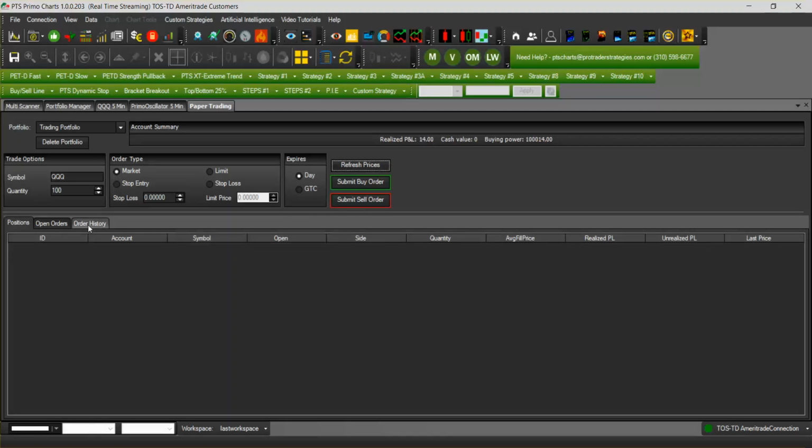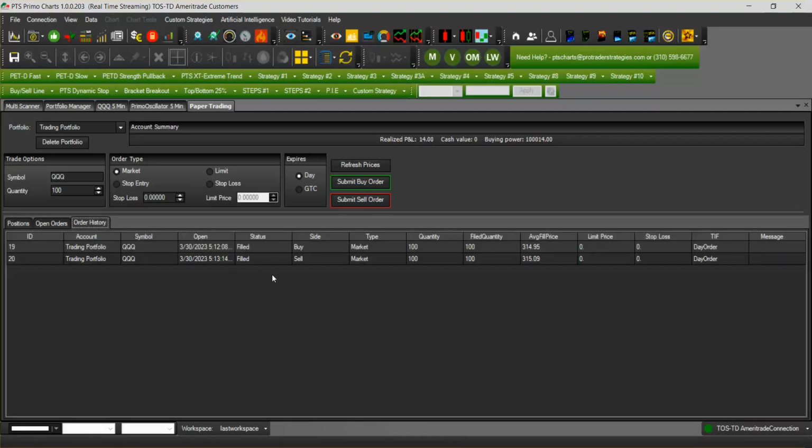And if you go to order history, this is what is happening. You bought at 314.95 and you sold at 315.09. And then if you look up, you're gonna have the realized P&L here, and that's how you submitted your orders.